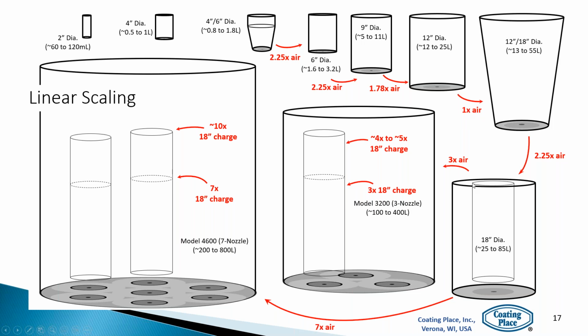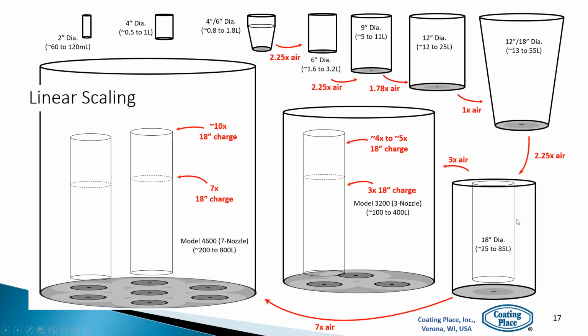When we get into multi-nozzle units, we are ganging together multiple 18-inch units, basically. So when you get to a 3-nozzle unit, it's 3 times the air. When you get to a 7-nozzle unit, it's 7 times the air. Now, when you scale from small to large, the depth of the bed changes.